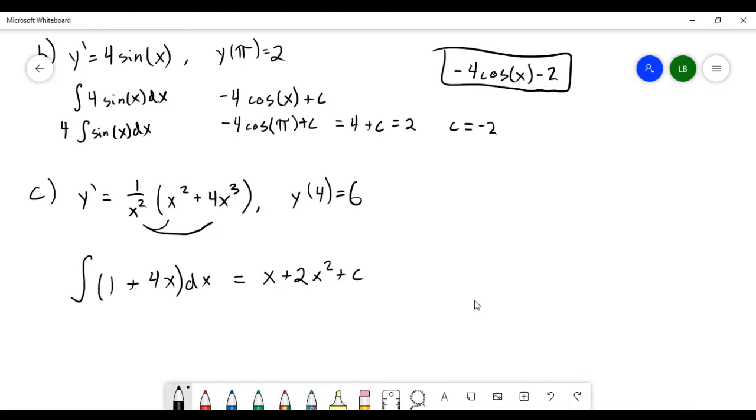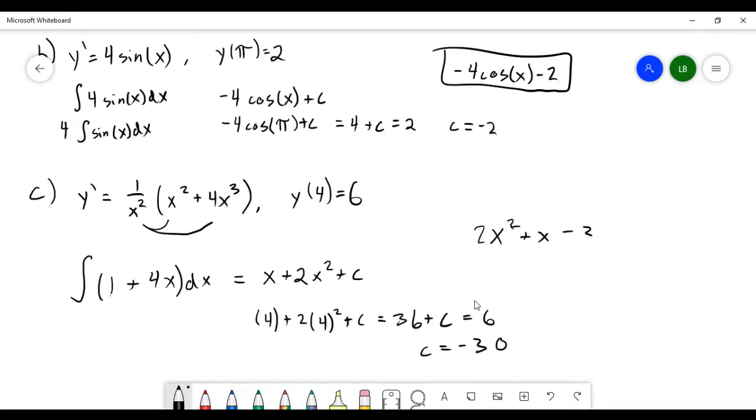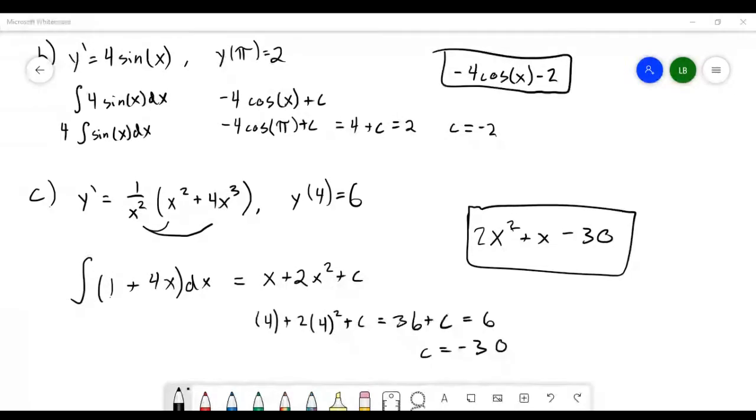So then we simply plug in 4. 4 plus 2 times 4 squared plus c. That gives us 4 plus 16 times 2. So 4 plus 32, which is 36 plus c, and that should be equal to 6. So c is negative 30. So then our answer is 2x squared plus x minus 30. Nice job.